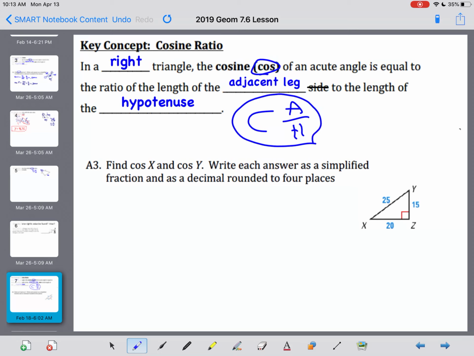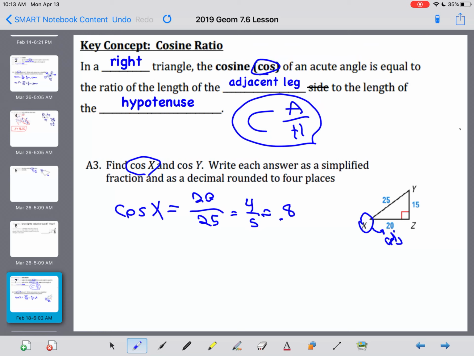So again, if I'm going here, cosine x is going to equal the adjacent. Here's x, here's the adjacent, the ADJ. So that's going to be 20 over 25 for the hypotenuse. Divide out the 5s, I get 4 over 5, and that's going to be my 0.8.